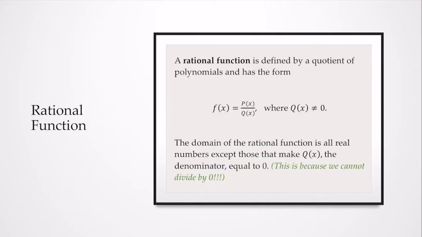So a rational function is defined by a quotient, i.e. a fraction, of polynomials, and it has the form f of x equals p of x over q of x, where q of x doesn't equal 0. And the domain of this rational function is all real numbers except those that would make our denominator function equal to 0. And this is because we cannot divide by 0. So one thing we need to be really certain of when we're working with rational functions is defining our domain.